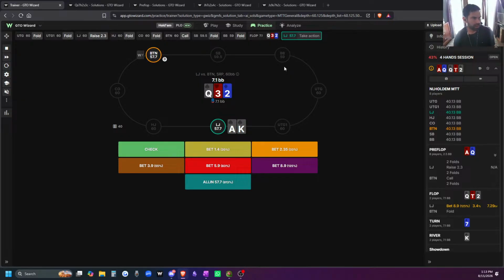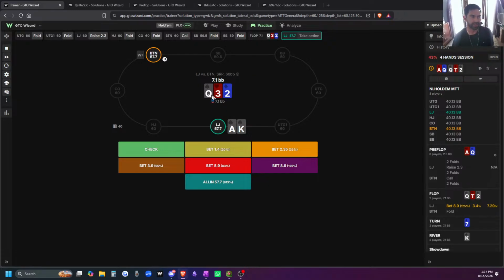All right. So low jack versus button. We're playing 60 effective, single raised pot. This hand is often just the best hand at the moment. Ace King's pretty good. It's not no pair. I've got 2 overcards and 2 backdoor draws. I have backdoor spades, backdoor Jack 10, and backdoor 4-5.